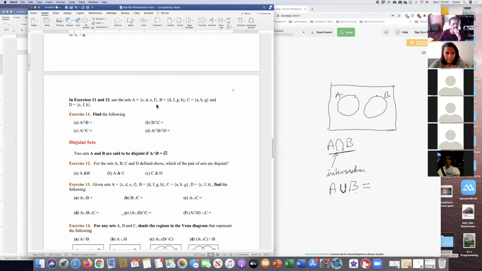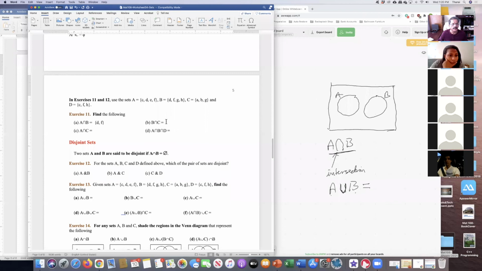D and F. Part A first, A intersection B. Okay, go ahead. D and F are right. Yes, D and F is correct. So it's a set containing D and F. Curly bracket, D, comma, F will be correct.